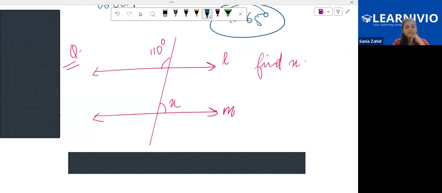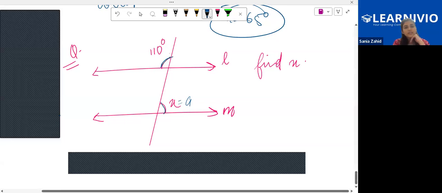Yes, ma'am. Beside angle X, we can put any angle like angle A. Then angle A is equal to 110 degrees because it's corresponding angles. Corresponding to which? To 110. Is this and this corresponding? How come? No, corresponding to this angle.